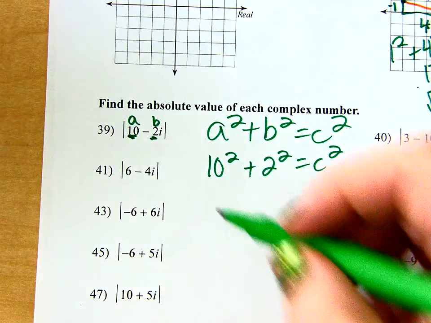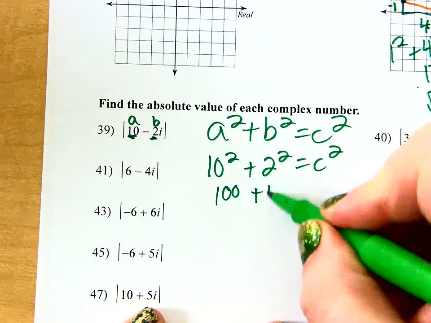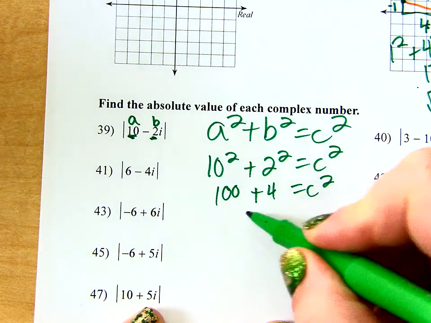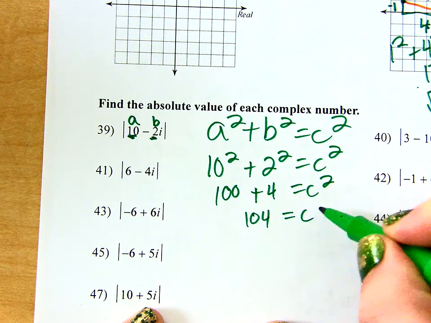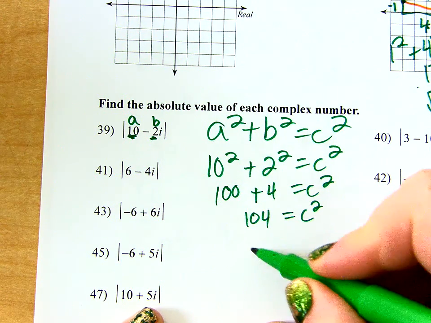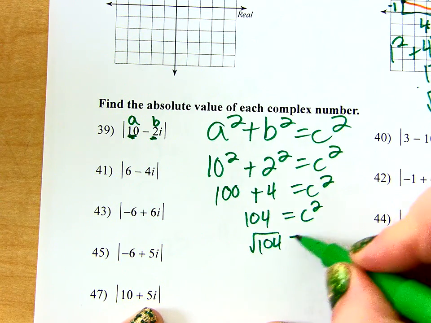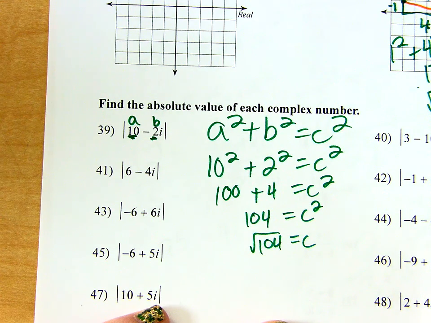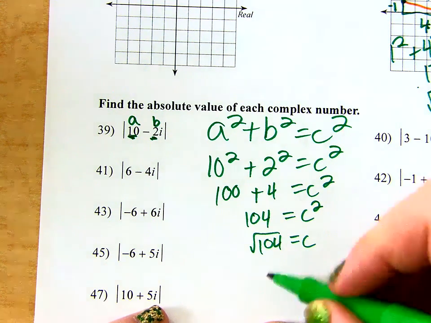10 and 2. So I get 100 plus 4. So whatever the square root of 104 is. 4 and 26, so 2 root 26.